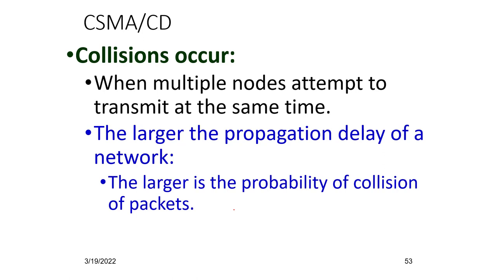The larger the propagation delay of a network, the larger is the probability of collision. That part is obvious. Why is that part obvious? Well, because I'm keeping the channel busy for that long a duration, and at that point of time, maybe some other node wants to transmit. So there will be a collision.